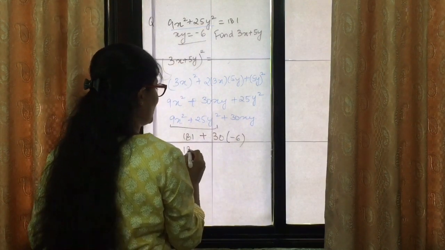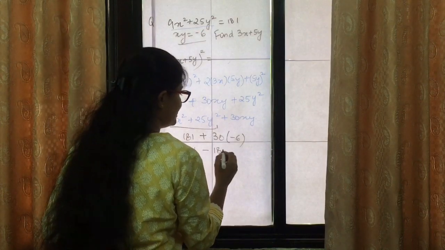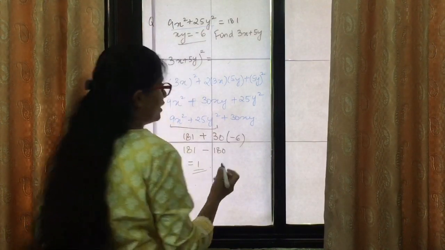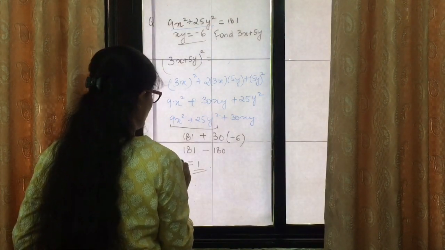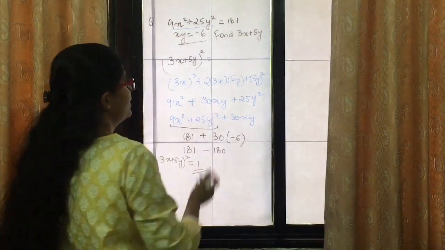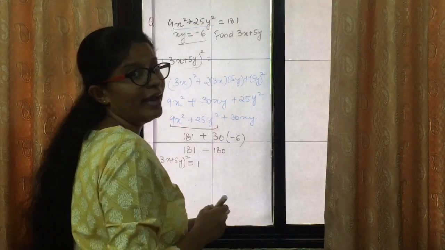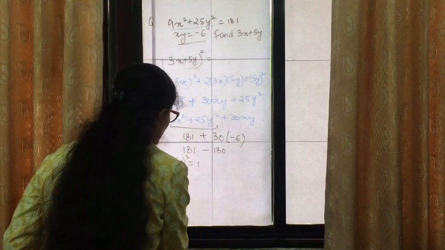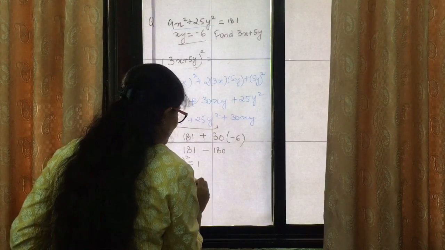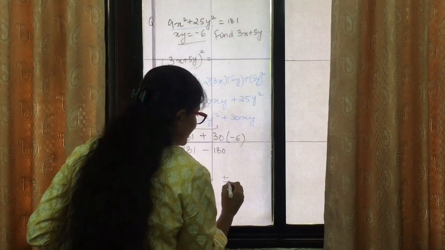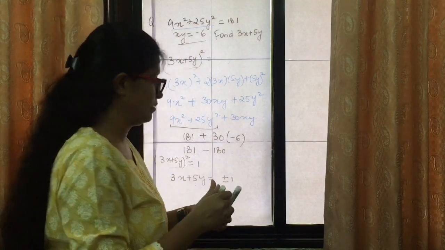So it comes out to be 181 plus and minus will give you minus. 30 into 6 will give you 180 and the answer comes out to be 1. Which answer is this? This is 3x plus 5y whole square, because we equated it with 3x plus 5y whole square. Now what do we have to do? We only want its answer, so we need to take its square root. So 3x plus 5y is equal to plus minus 1. Why plus minus 1? Because root of 1 is nothing but 1.